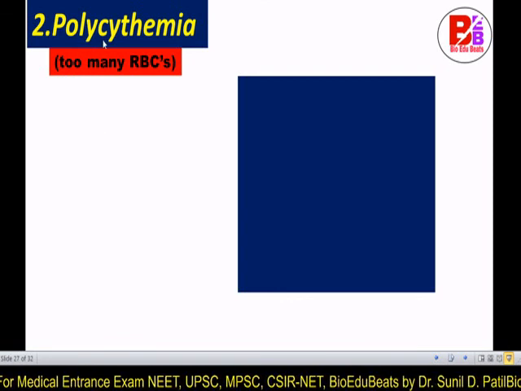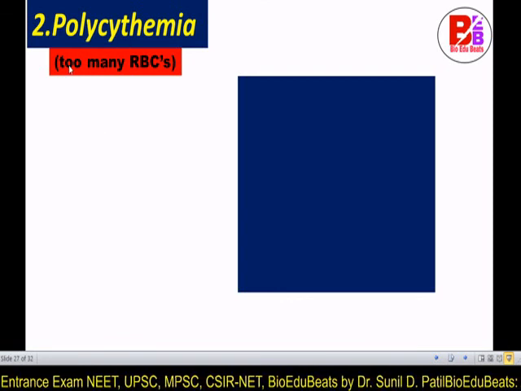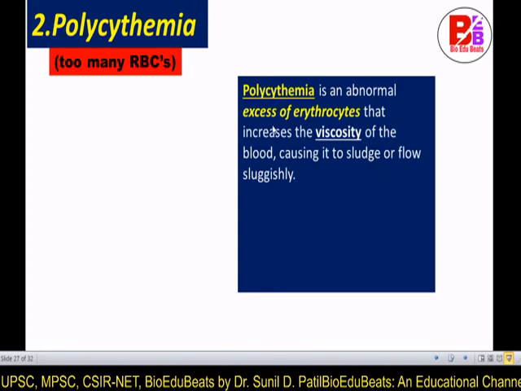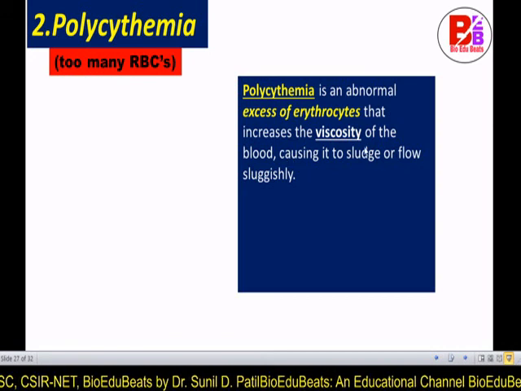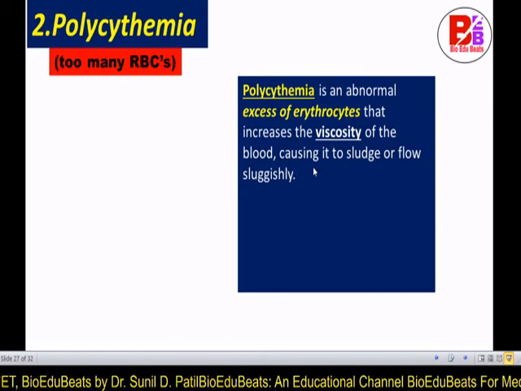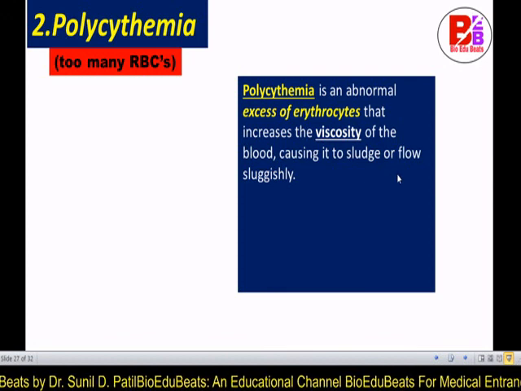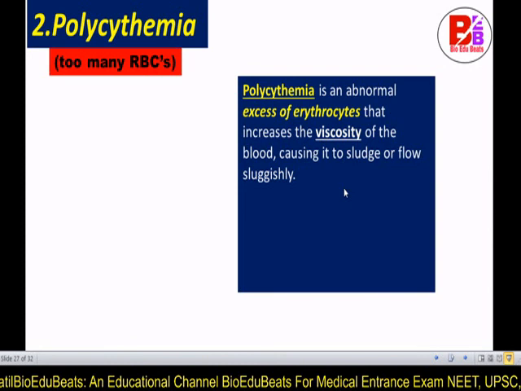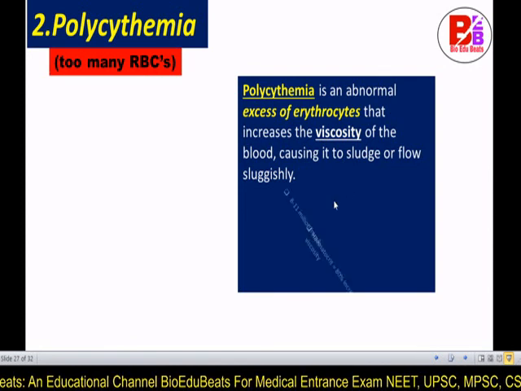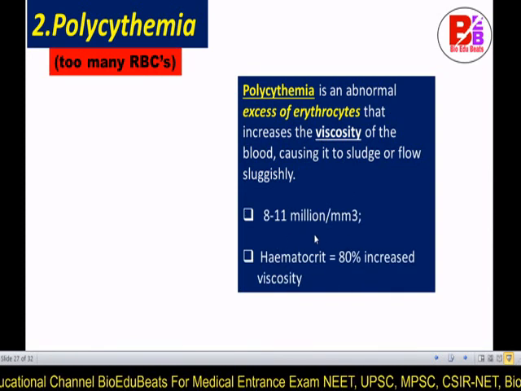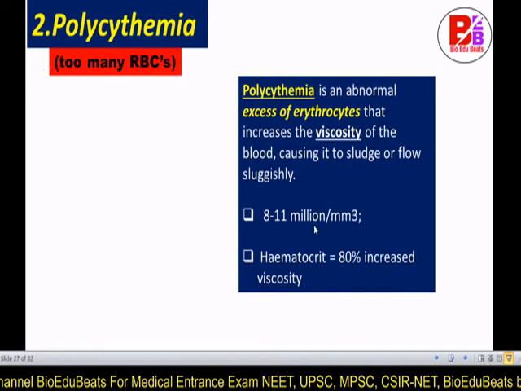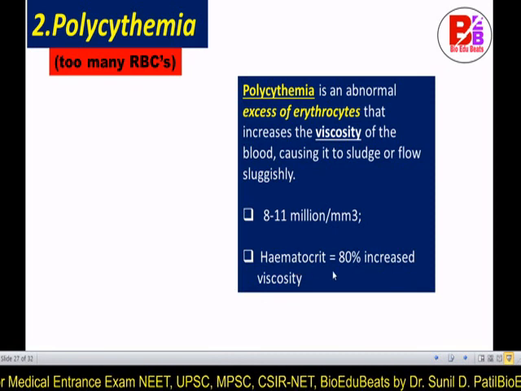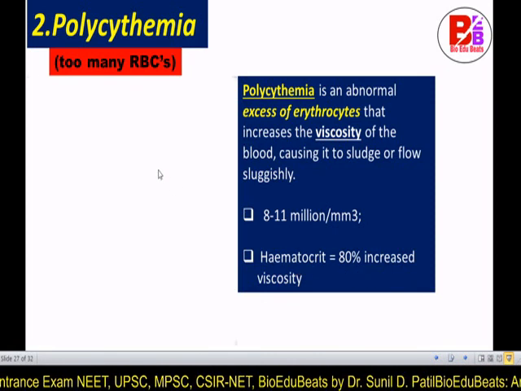Poly means many, cyte means cell. When there are too many red blood cells, it is called polycythemia, an abnormal excess of erythrocytes that increases the viscosity of the blood. Blood viscosity increases, causing it to sludge and the cells to become sluggish. As viscosity increases, the rate of flow decreases. The count is 8 to 11 million per cubic millimeter of blood. When the number increases too high, it is called polycythemia. Hematocrit increases up to 80%.